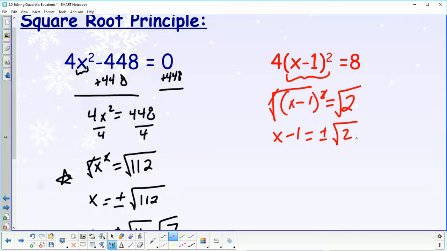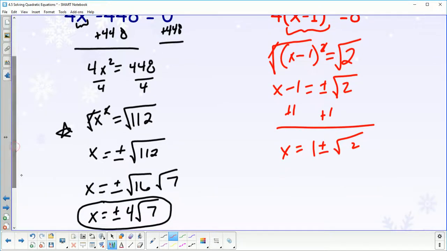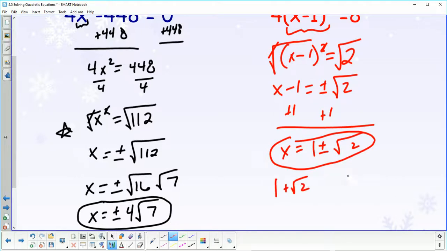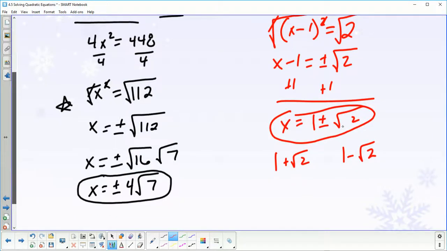Now this we can't simplify anymore because there is no product of a perfect square and some other number that gets us 2. So the square root of 2 is perfect, we're done. We just need to finish the problem by adding 1 to both sides. So we're going to have x equals 1 plus or minus the square root of 2. So this is your solved equation. Really, what that means, you're done. And remember what that means is where we have 1 plus the square root of 2 and 1 minus the square root of 2. We want to leave it as 1 plus or minus the square root of 2.